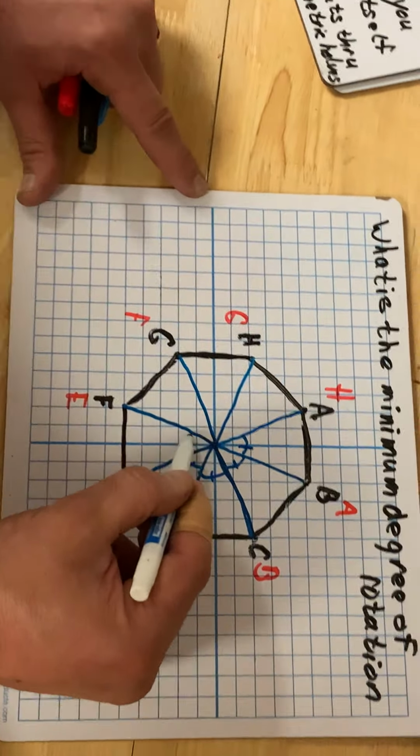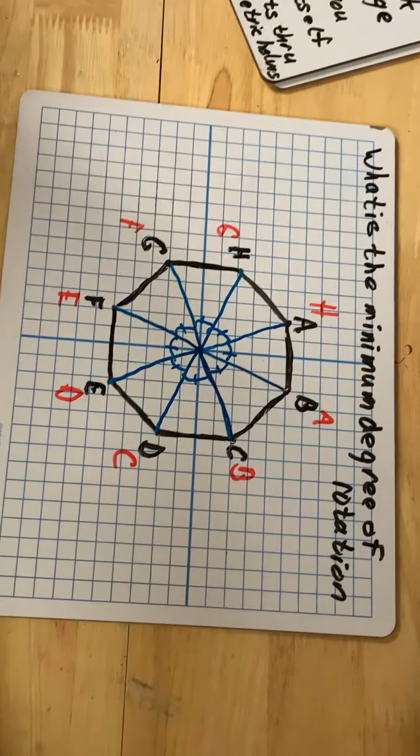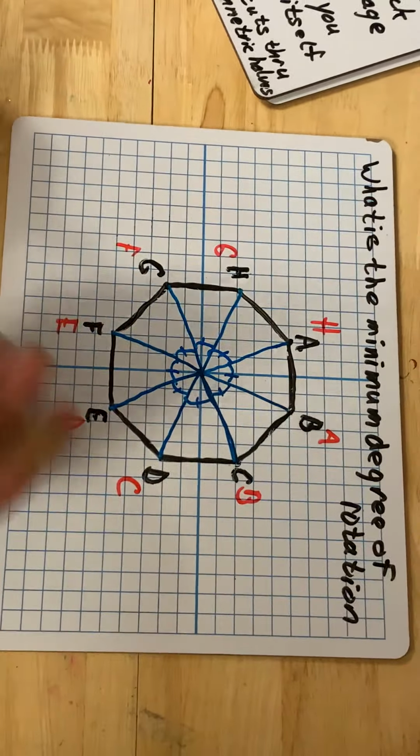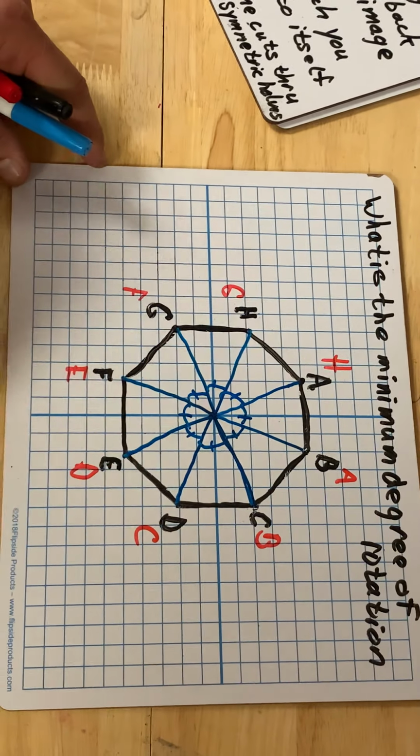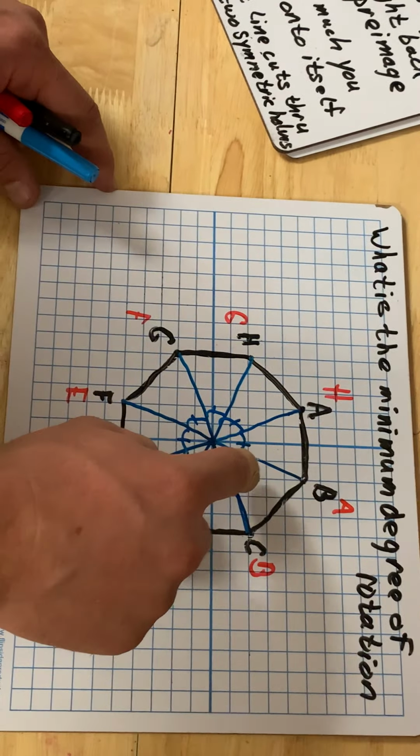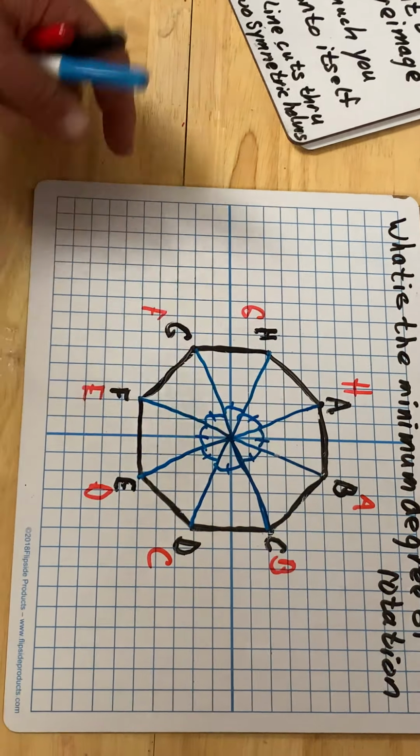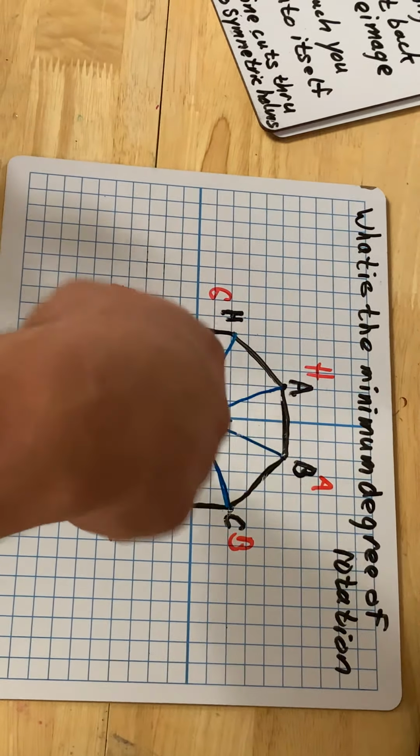Now I can just count, obviously pretty easy, how many angles are there in there. Well, there should be 8 because this is an octagon, so 8 sides creates 8 angles. 1, 2, 3, 4, 5, 6, 7, 8. Good. Now, we know what one full rotation is, right?